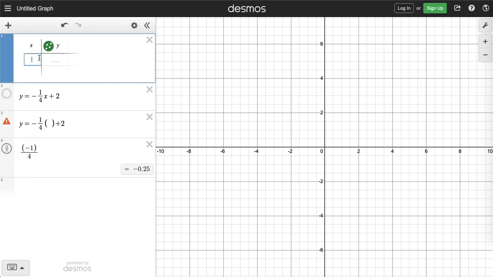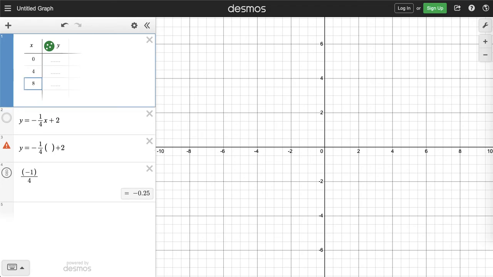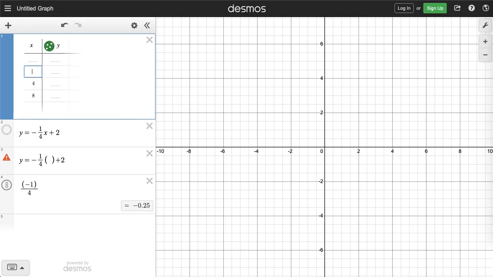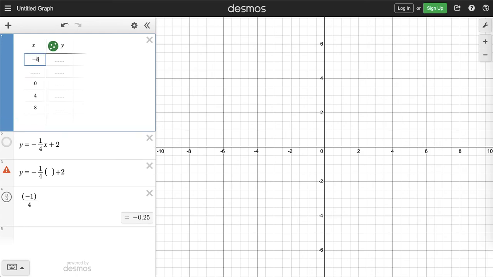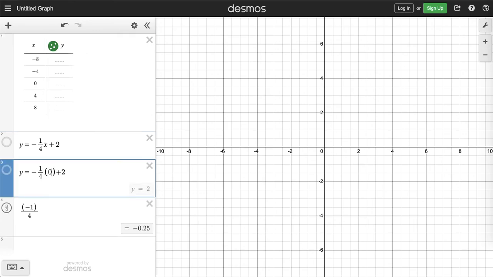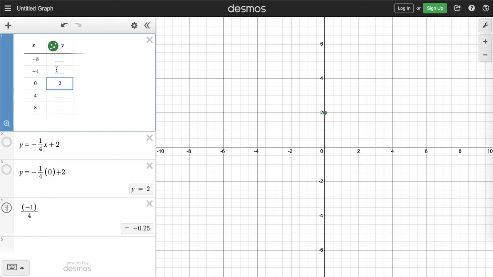Picking our smart values, I want to start with 0, and then I want my next number to be 4, my next number to be 8. And then I also need the same thing, but I need those values to be in the negative positions as well. So I need -8 and -4. Okay, those would be my values I would start with. When x is 0, this part here, -1/4 times 0 is 0, so I'm left with just the +2. I'm left with that y-intercept.